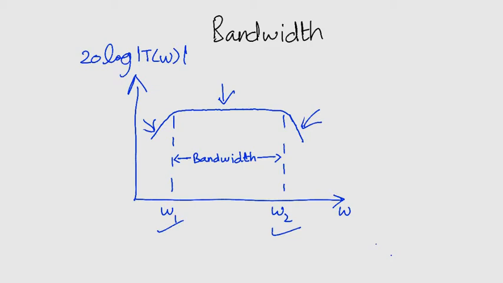The amplifier is designed so that its bandwidth coincides with the range of frequencies contained in the input. In other words, its spectrum. Otherwise, different frequencies of the input signal would get amplified by different amounts and result in distortion.